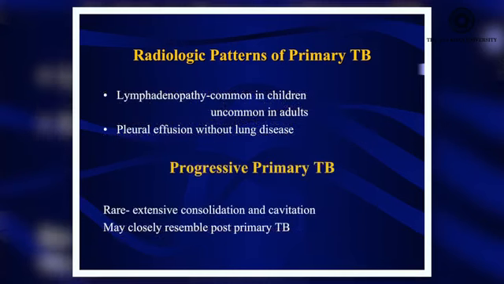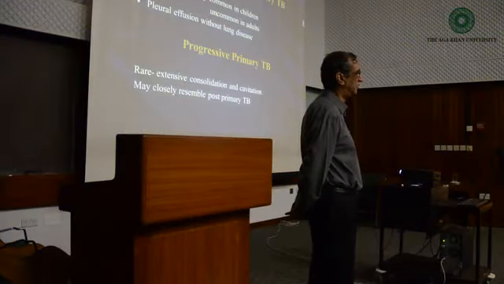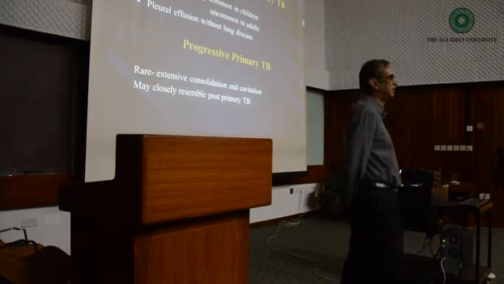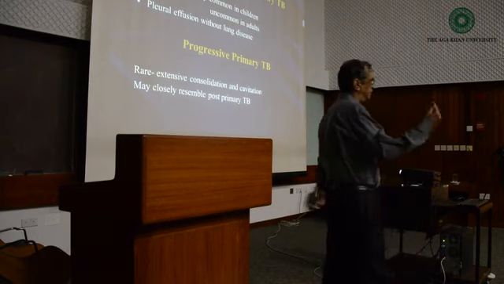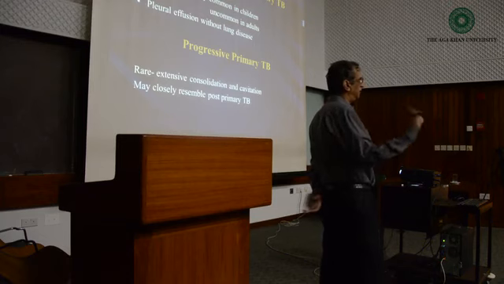And primary TB lymph nodes, which are very common in children, are uncommon in adults. Pleural effusion without lung disease is also common in primary TB. So if anyone has to have TB, the best one is to have pleura affected, because with treatment the effusion is gone, the X-rays return to normal. And if they don't return to normal, then for life you have some telltale signs which tell everyone that you have had TB.